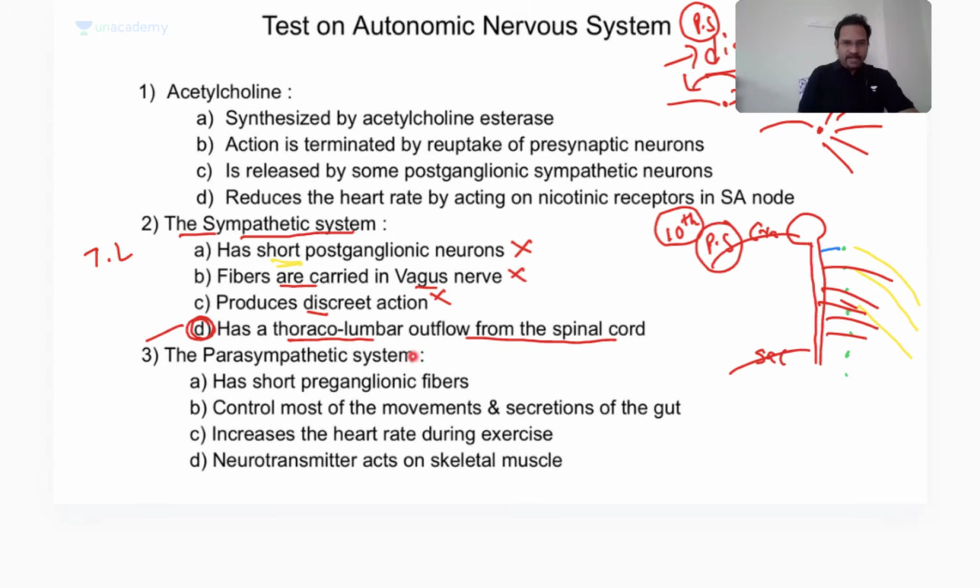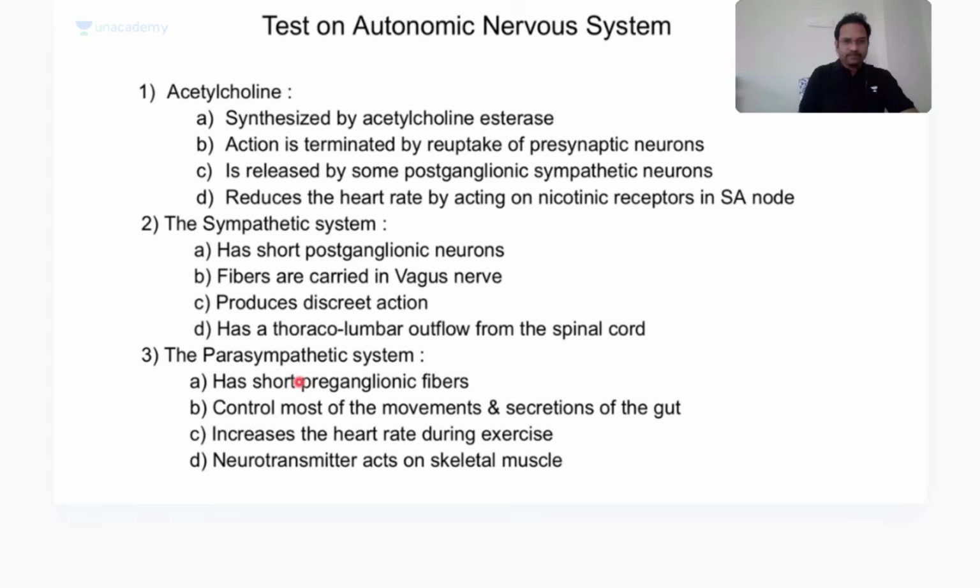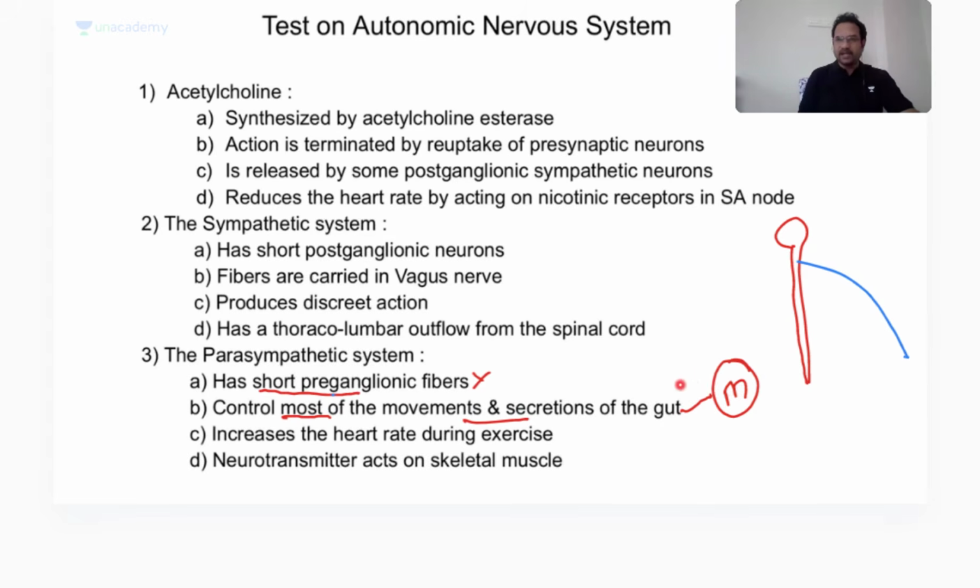Now the third one: the parasympathetic system has short preganglionic fibers. Same, so this is about the parasympathetic system. In the case of the parasympathetic system, there will be long preganglionic neurons. So this option is wrong. Now, the parasympathetic system controls most of the movement and secretions of the gut. This is true. This is through muscarinic receptors. The gut, internal secretions, movement, everything is under the control of the parasympathetic system. So this is true. Let us see the other options.